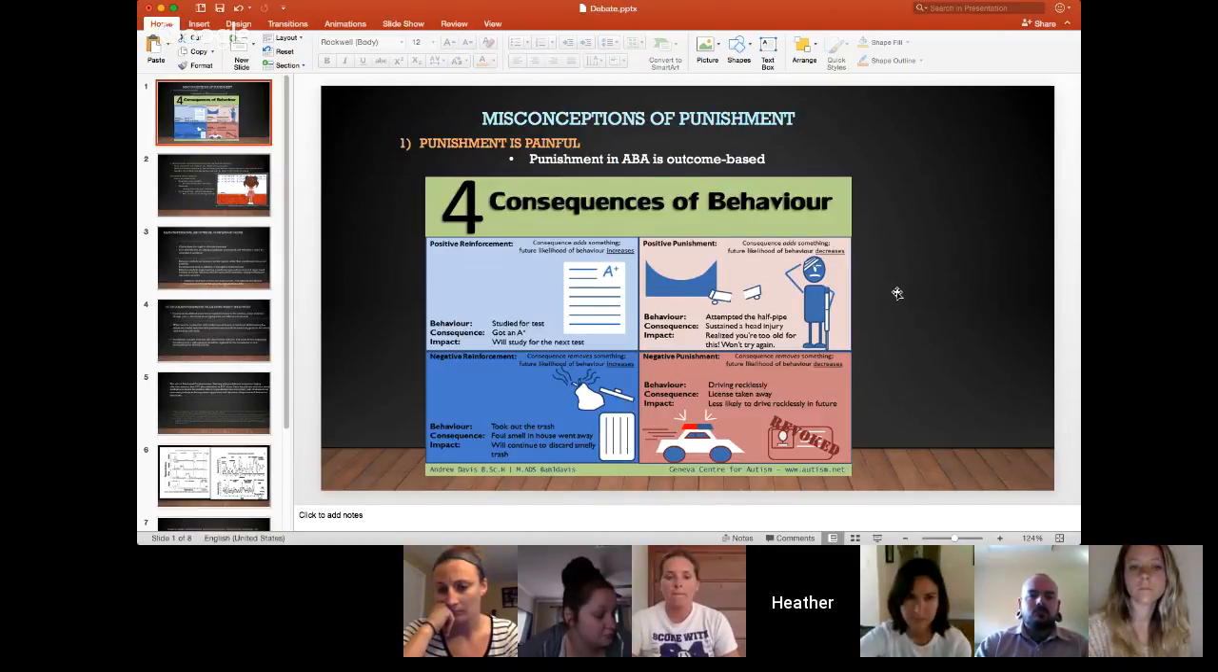With negative reinforcement, the consequence removes something, and the future likelihood of the behavior increases. So if you smell trash and you take it out, you're probably going to continue to do that in the future. With negative punishment, the consequence also removes something from the environment, and the future likelihood of behavior decreases. So for example, you're driving recklessly, your license gets revoked, you're probably not going to drive recklessly in the future.